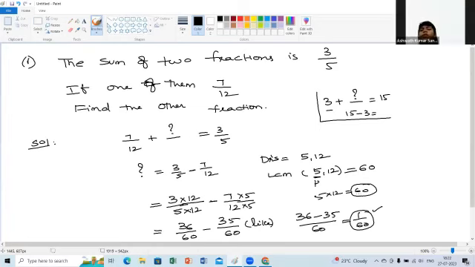Ma'am, can you tell the last part once again? How did you do 3 into 12, ma'am? Okay, good question. Our first fraction is 3 by 5, right? The denominator is what? 5. Yes. Our LCM is 60. To make my denominator 60, what should I multiply?